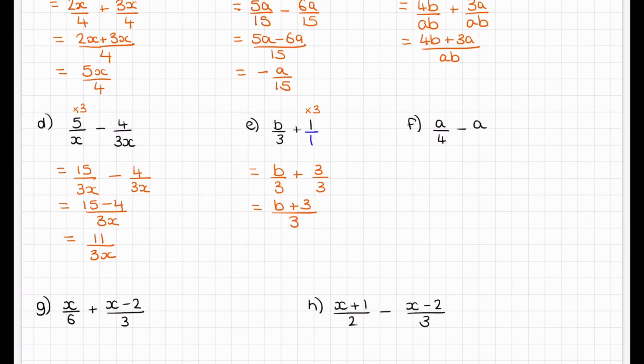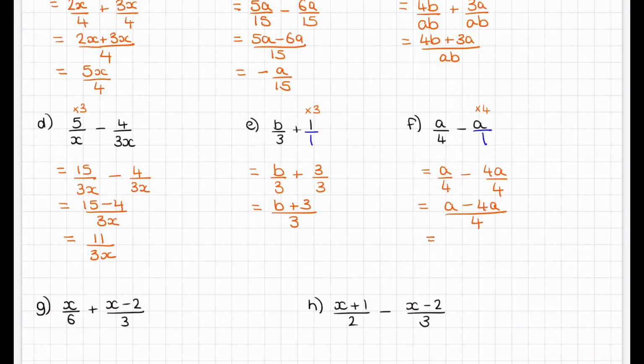All right, F, same idea. On its own here, we've got a over 4 minus a. The a would be a over 1. And our common denominator will be 4, so we need to times the second fraction by 4. So we'll end up with a over 4 minus 4a over 4. And then we can, once again, create our single fraction. So we'll have a minus 4a all over 4.